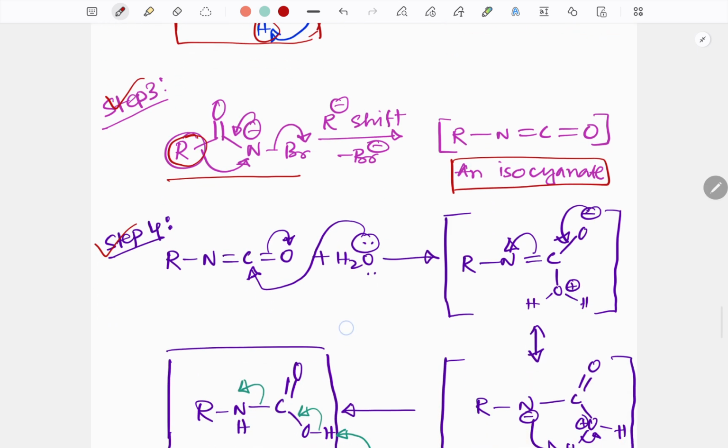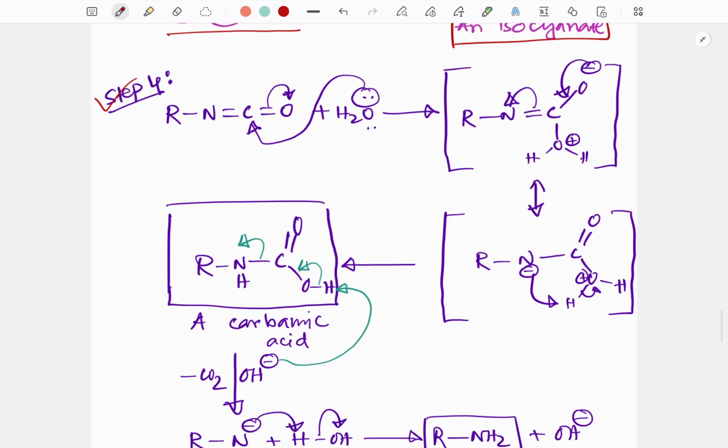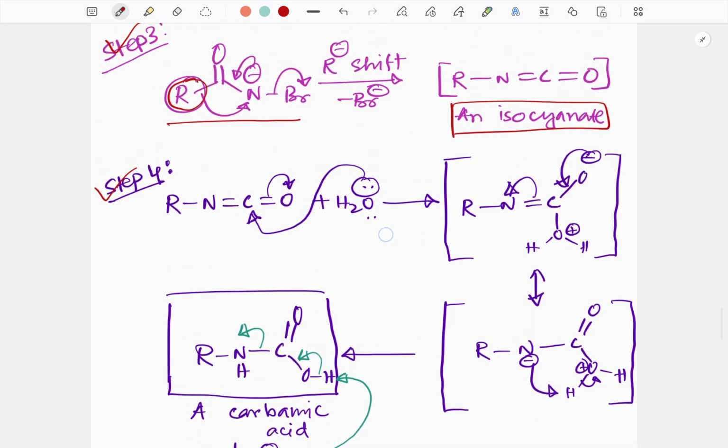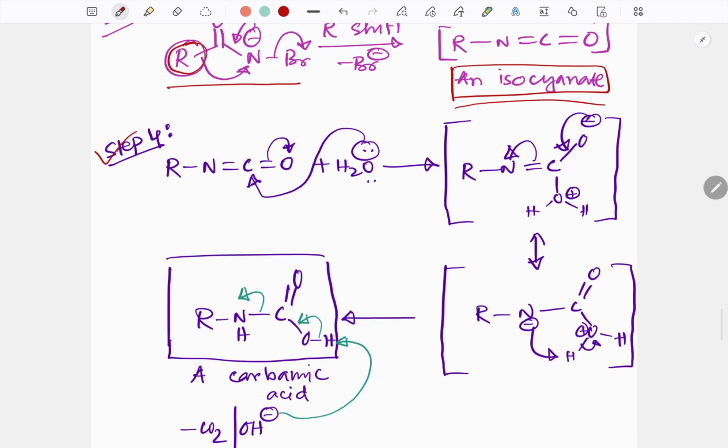Now coming to the last step, that is step 4. What will happen in the last step? Once this isocyanate intermediate is formed, it undergoes rapid hydration to give an unstable carbamic acid. This is the carbamic acid compound, which is unstable and readily loses carbon dioxide to give the amine. Here you can see that the water molecule will attack this carbon center of the isocyanate and it will give this kind of intermediate.